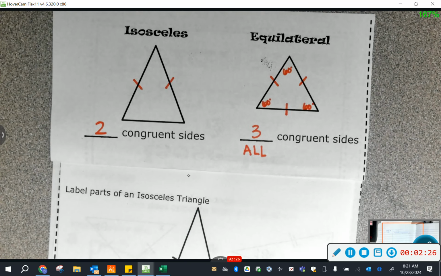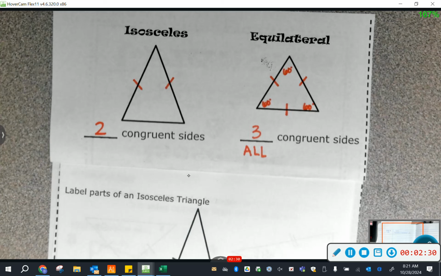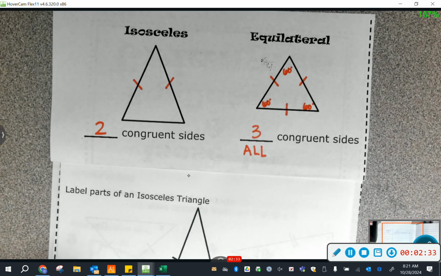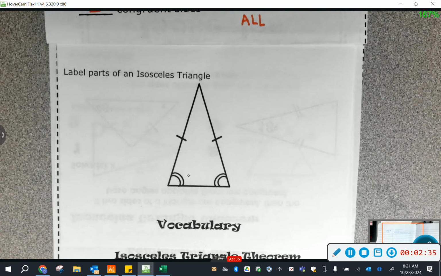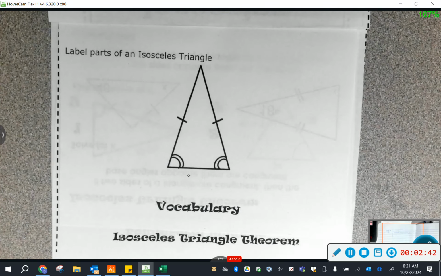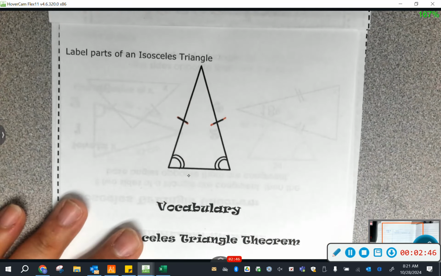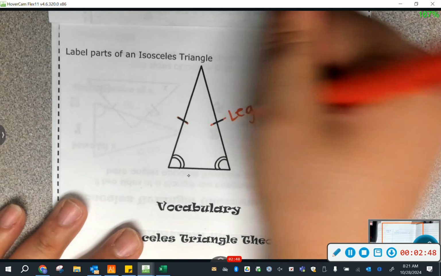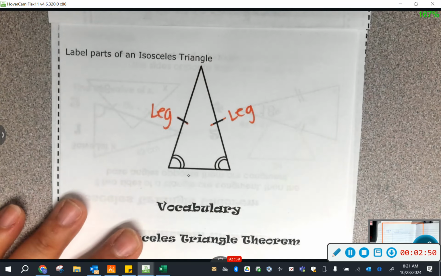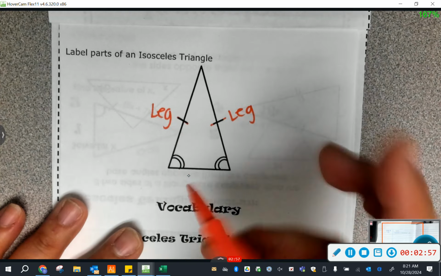Now, equilateral doesn't have a lot of vocabulary words. You just need to know all the angles are 60 and all the sides are the same. But an isosceles triangle does have vocabulary words. Can you pick your heads up, please, and write this down? So the first thing I need you to know is for an isosceles triangle, where they have the tick marks, those are called the legs. So an isosceles triangle has 2 legs. And what do you think we're going to call the bottom side? Base.